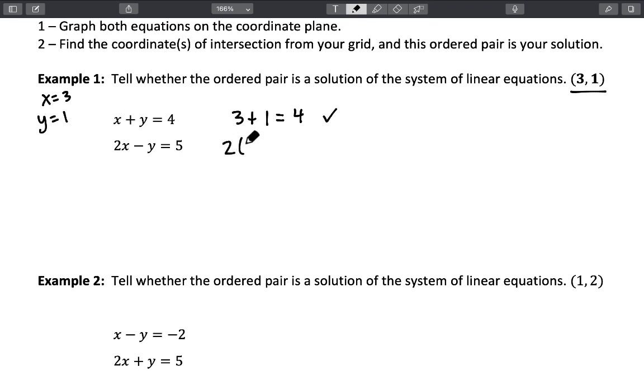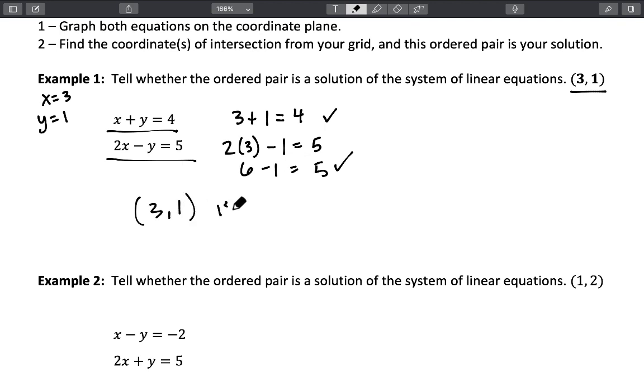The next equation would be 2 times my x value, that's 2 times 3, minus 1, and my question here is, is that equal to 5? Well, yes, 6 minus 1 does equal 5. So both of these statements are true for the ordered pair (3, 1). That means (3, 1) is a solution to the system. My system of linear equations is the two equations that I started off with. Sometimes you'll see them written in a brace like this.